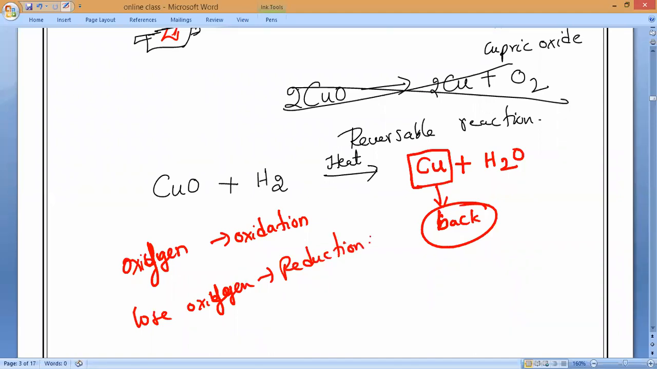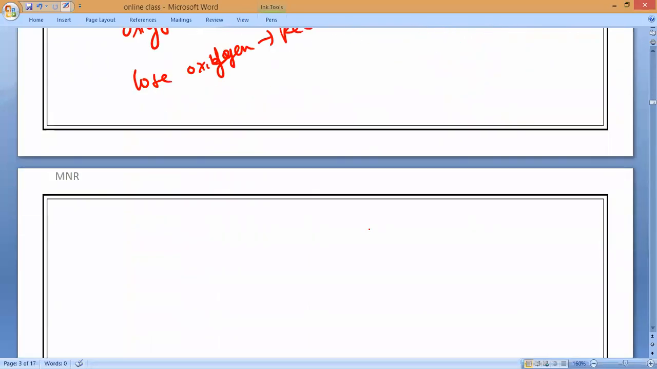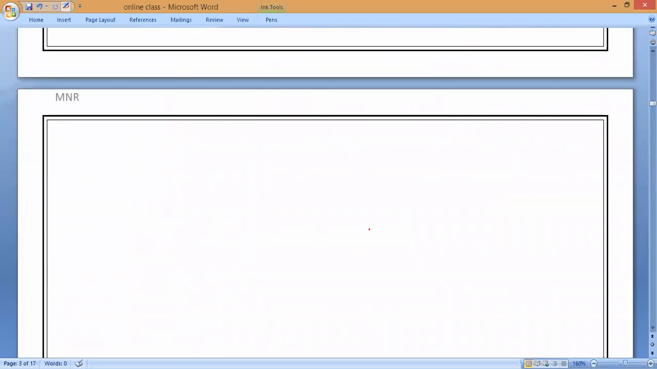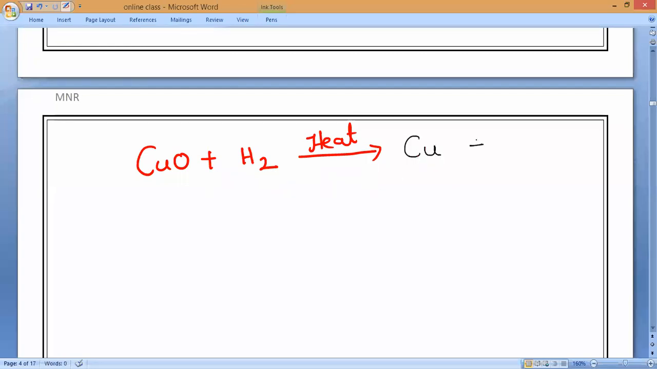So now let us observe in this reaction where the oxidation is taking place and where the reduction is taking place. Observe very carefully so that we can understand this reaction very clearly. So what is the second reaction? Everybody tell me. Copper oxide reacting with hydrogen. If we start heating, what products will come? Copper plus water.